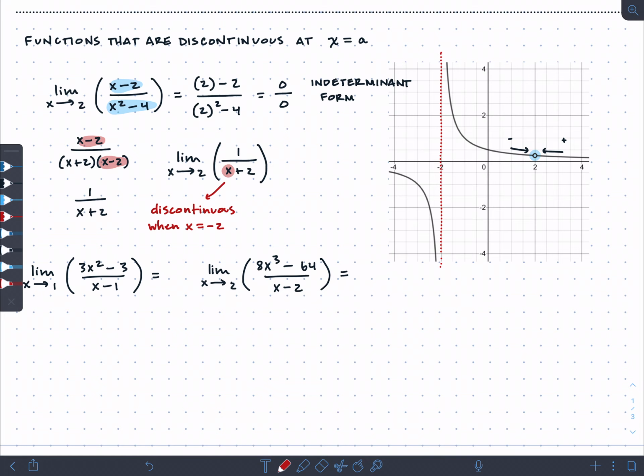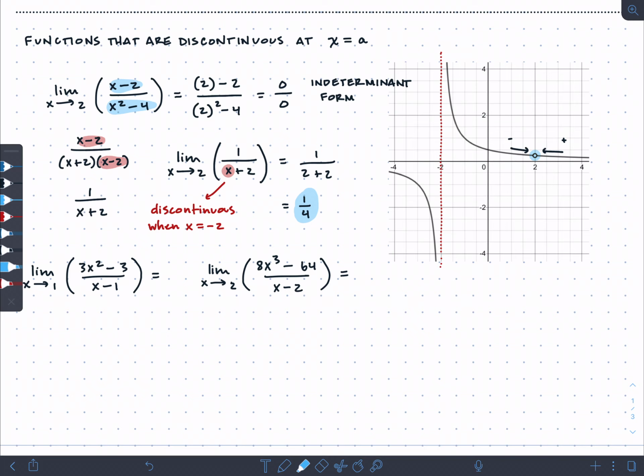So because it's discontinuous at negative 2, but it's continuous at positive 2, we can go ahead and plug in positive 2 here. And we can say this is equal to 1 over 2 plus 2, which is equal to 1/4. So the value of that limit is 1/4. Okay.